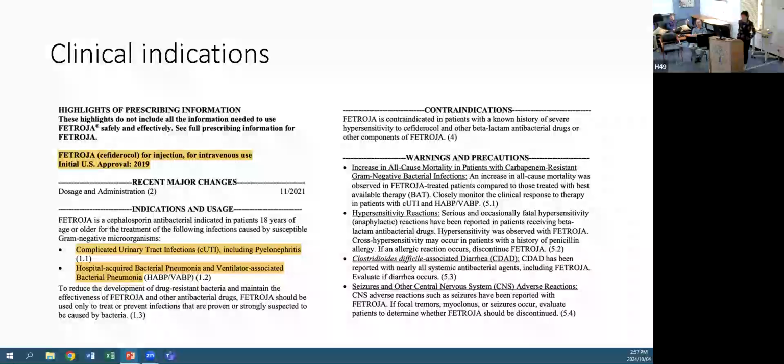In 2019, Cefiderocol received FDA approval for treatment of patients with complicated urinary tract infection, including pyelonephritis, and hospital-acquired bacterial pneumonia, including ventilator-associated pneumonia caused by gram-negative bacteria that are resistant to other antibiotics. In 2020, the European Union approved Cefiderocol for the treatment of infection due to gram-negative bacteria in patients with limited treatment options as well. But outside of North America and Europe, access to this drug in low and middle income countries has been very limited.